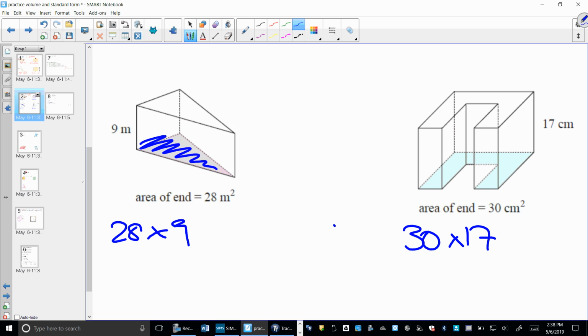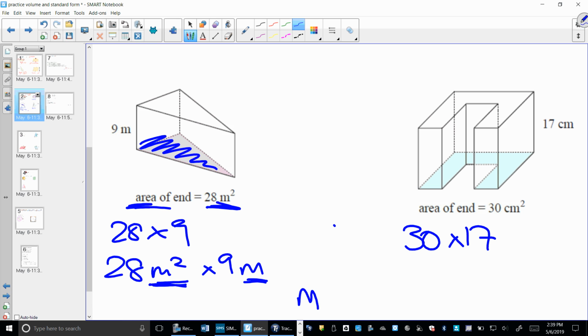Any question? I think what threw me off was the squared after the meters, because we know that all areas are meters squared. So the square doesn't really matter. No, because what happens is you've got 28 meters squared multiplied by 9 meters. What happens when we have a meter squared multiplied by a meter? It becomes a meter cubed, doesn't it? So that's where our units come from.